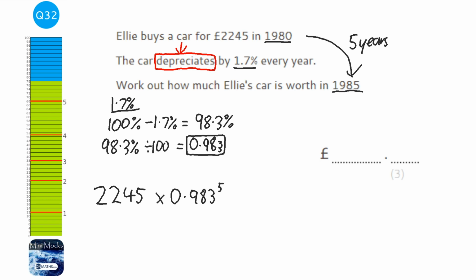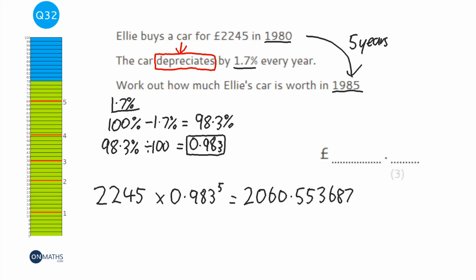You get the same answer. So in the exam, you can just write times 0.983 5 times, and that's absolutely fine. So 2245 on the calculator times 0.983 to the power of 5. And I get the answer of 2060.553687 and so on. Okay, so because it's money, it's going to be 2 decimal places, so that's going to be 55.